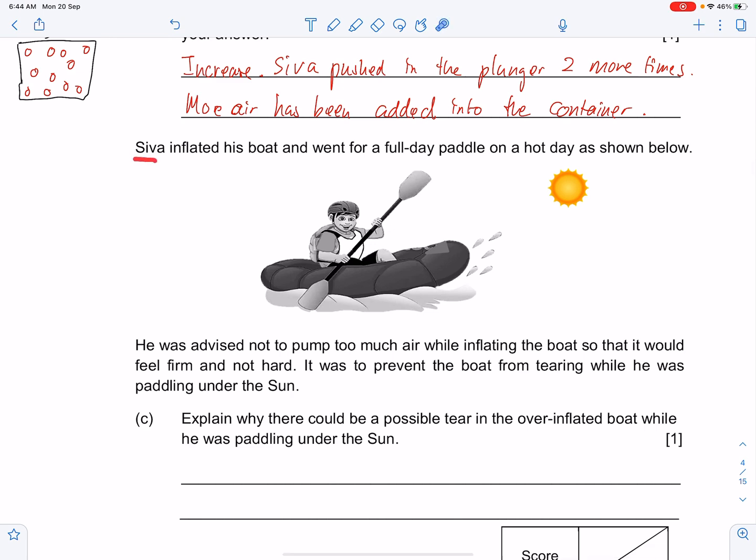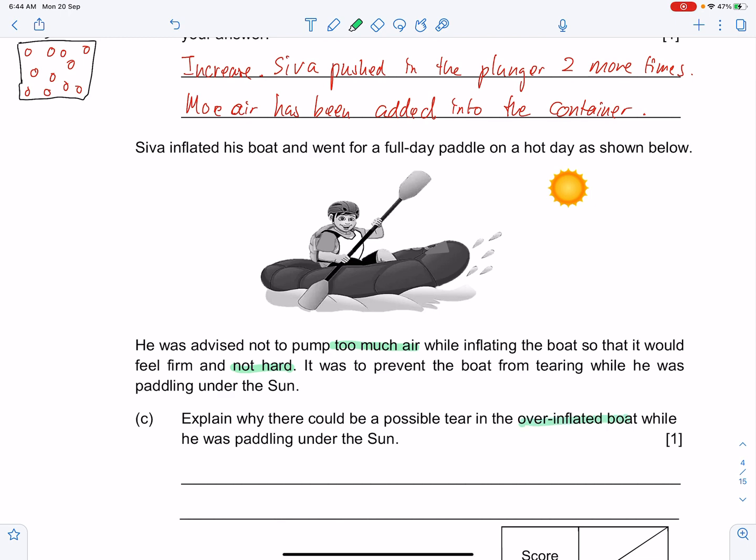Next, Siva inflated his boat and went on a full day paddle on a hot day as shown below. He was advised not to pump too much air while inflating the boat so it will feel firm and not hard. Okay, it was to prevent the boat from tearing while he was paddling under the sun. Explain why there could be a possible tear in the over-inflated boat while he was paddling under the sun.